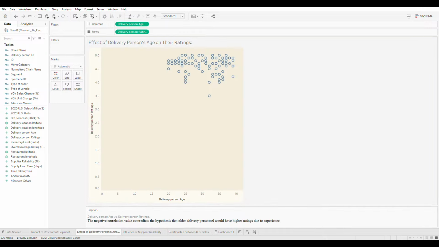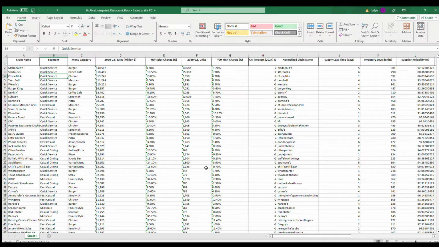Secondly, looking at the effect of delivery person's age on their ratings. The data shows a negative correlation between the age of delivery personnel and their ratings, indicating that younger staff may be more effective in meeting customer expectations, possibly due to their greater agility or tech savviness. The recommended action is to implement training programs for older staff members and maintain a diverse age range in the hiring process.